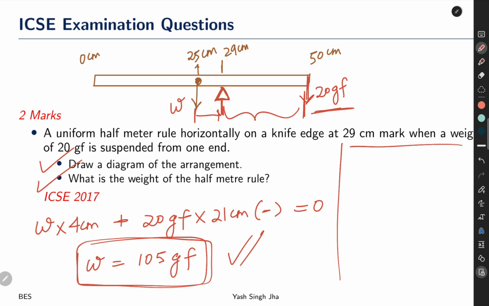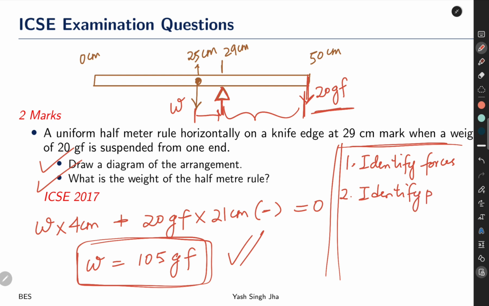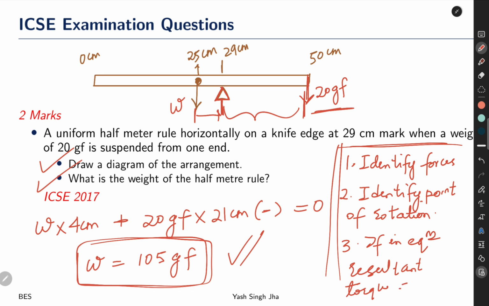So we have identified 3 steps. Number 1, identify forces. Number 2, identify point of rotation. Where is it rotating about? Number 3, if in equilibrium, what do we do? Resultant torque should be 0. These are the fundamental 3 rules with which you can solve any question.